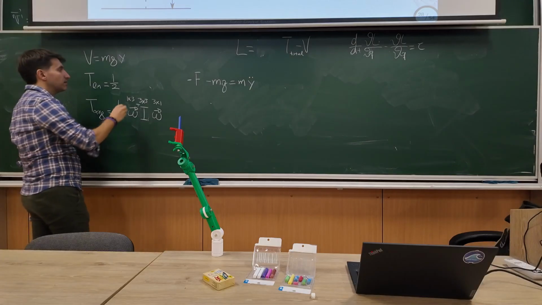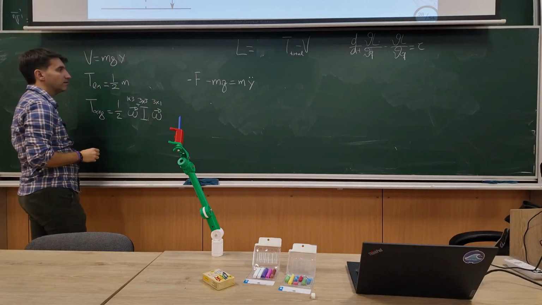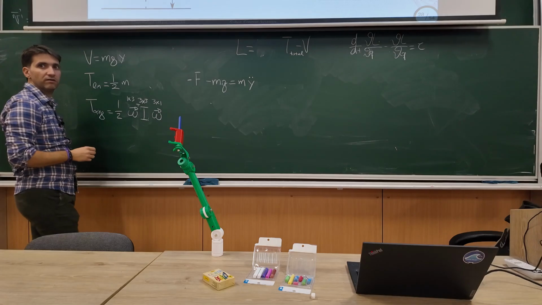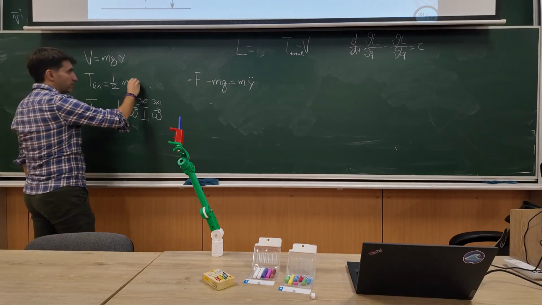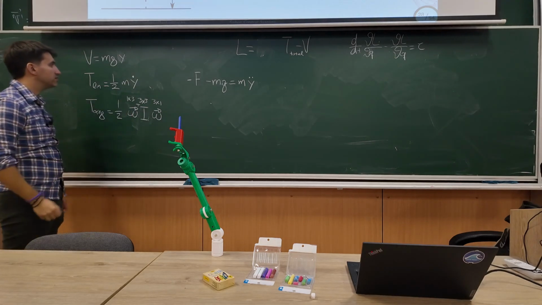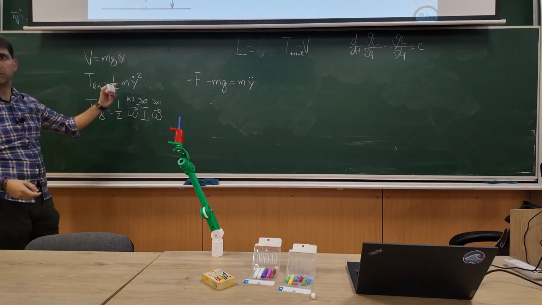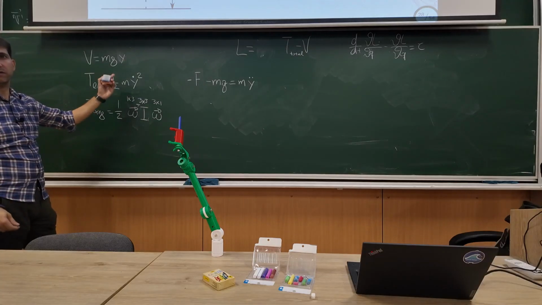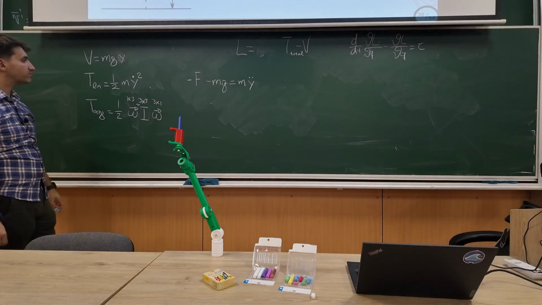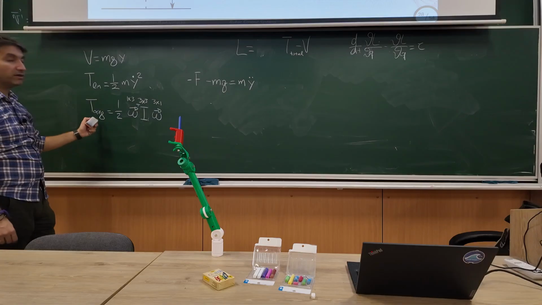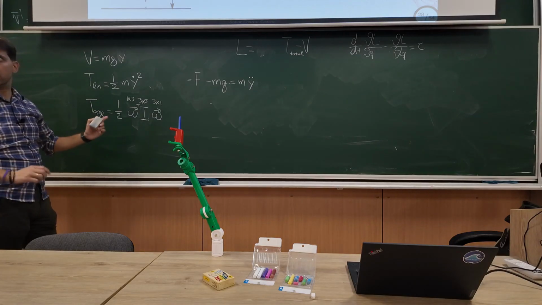One half m times velocity. What's the derivative of y? Derivative of y, squared. Or I can do it another way, but since I only have one component here, it's the same thing. All right, angular kinetic energy is zero because it doesn't rotate.